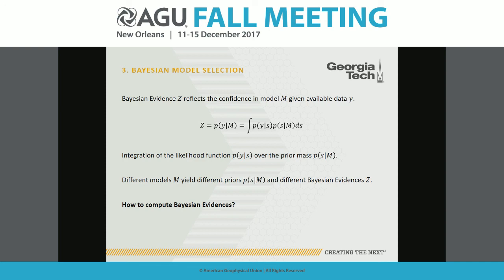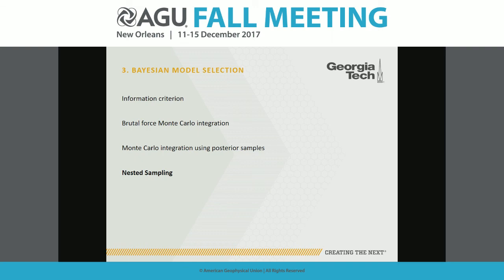So the next problem is how we're going to compute the Bayesian evidence. Here I list four ways for computing Bayesian evidence. Information criterion is a way to approximate Bayesian evidence. Brute force Monte Carlo integration uses Monte Carlo to draw samples from the prior and do the integration, but it's very computationally expensive. Monte Carlo integration using posterior samples will yield a biased estimate of Bayesian evidence. We use the fourth one, the nested sampling approach, for computing Bayesian evidence in our research.